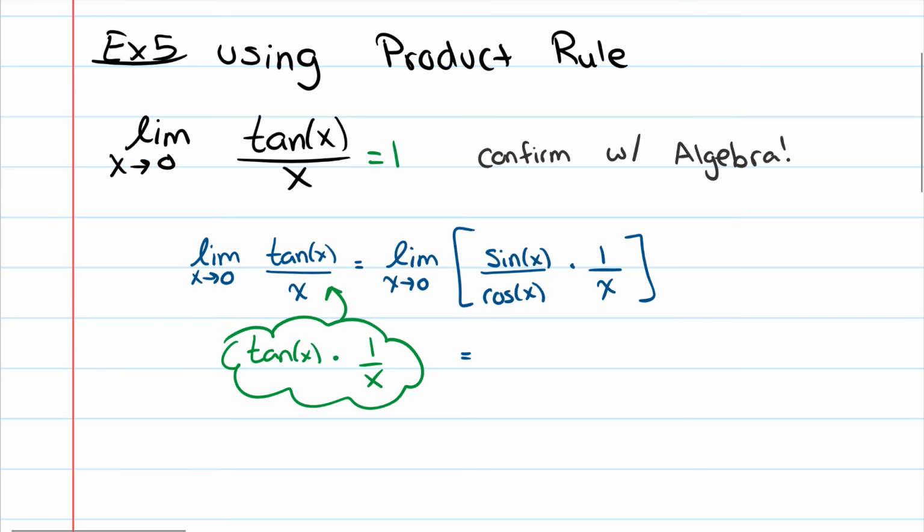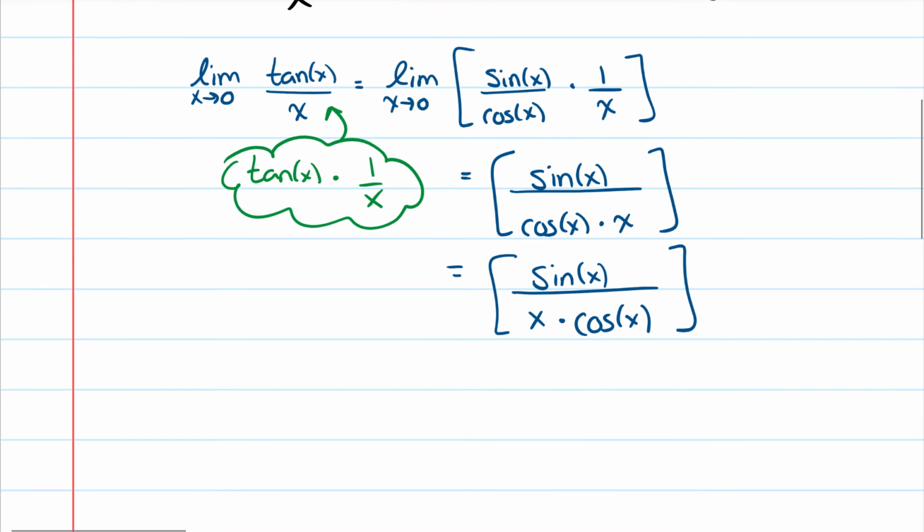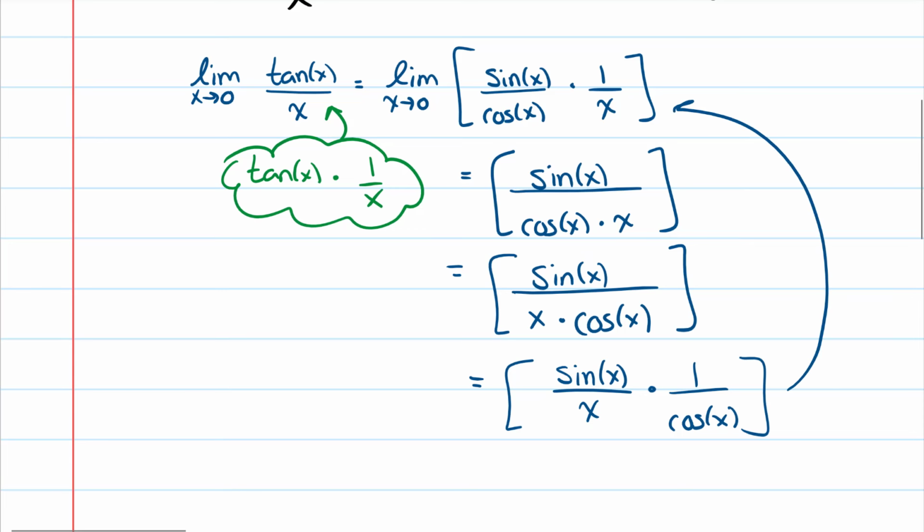Now I'm going to rewrite this in a little different order. Because it's multiplying, you can multiply in any order. So this is sine of x divided by cosine of x times x. So we get that this is now sine of x divided by x times cosine of x. So what I did here is I just reversed the order of the x and the cosine. And now I'm going to break it up a little bit. And so this is sine of x over x times 1 over cosine x. So this is still the same as our original function.